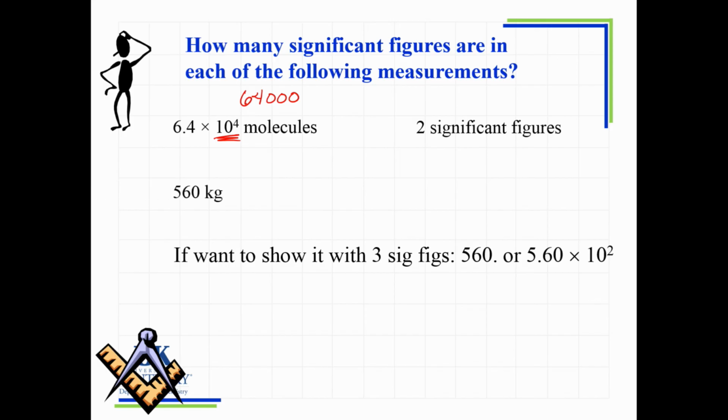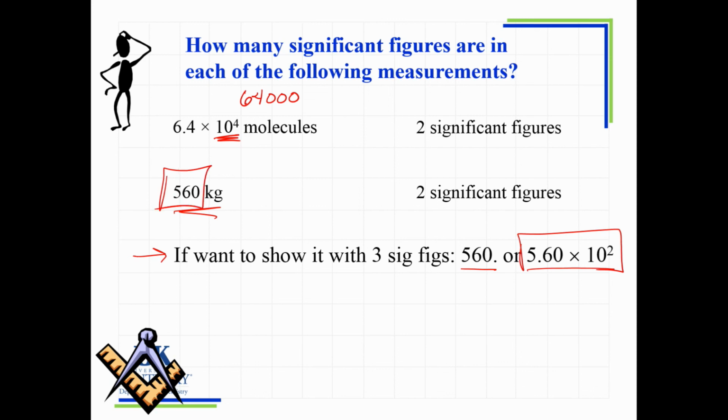Here is 560 kilograms. How many significant figures does that have? Well, if you are looking at that as it is, we can only know it has 2. It's too iffy about that third one. But if you wanted to show this as 3 significant figures, you would either put a decimal point at the end, or you would convert it to scientific notation. Now, this is a case in which scientific notation ends up being a bigger thing than writing it out this way, but at least it tells us about significant figures in that measurement.